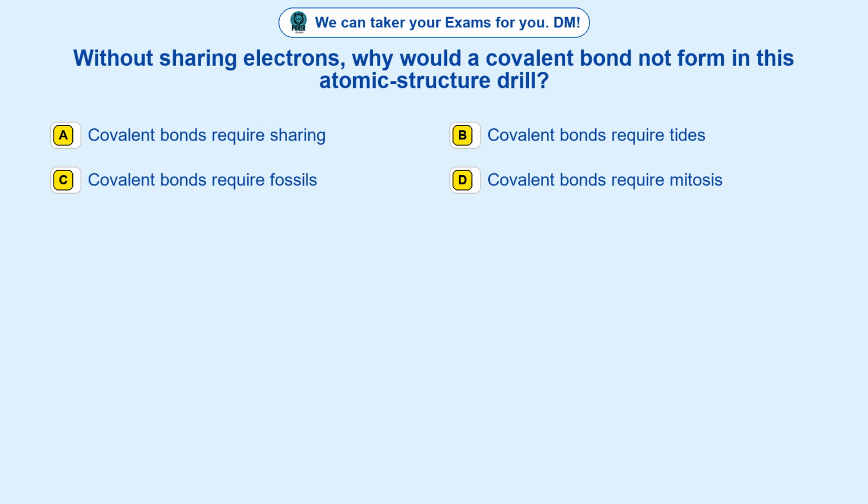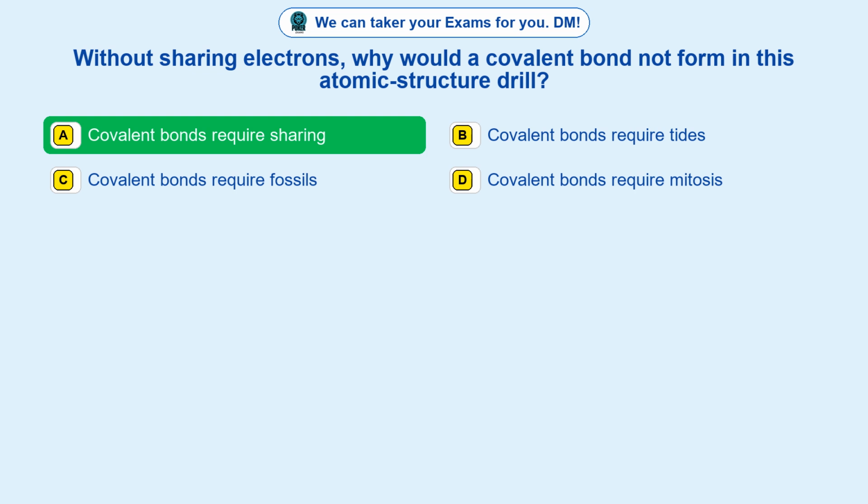Question 34. Without sharing electrons, why would a covalent bond not form in this atomic structure drill? Option A, covalent bonds require sharing. Option B, covalent bonds require tides. Option C, covalent bonds require fossils. Option D, covalent bonds require mitosis. The correct answer is option A.